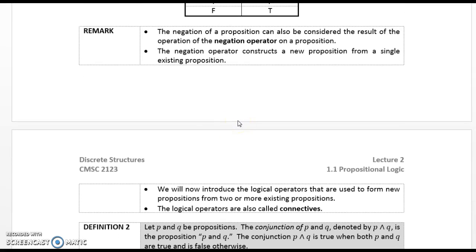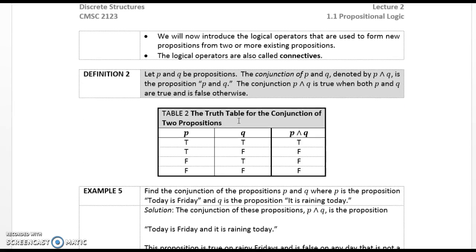Remark. The negation of a proposition can also be considered the result of the operation of the negation operator on a proposition. The negation operator constructs a new proposition from a single existing proposition. We will now introduce logical operators that are used to form new propositions from two or more existing propositions. The logical operators are also called connectives.